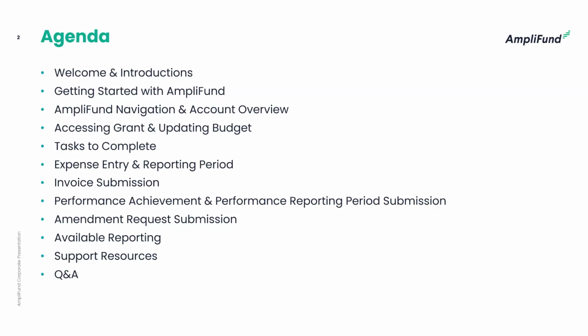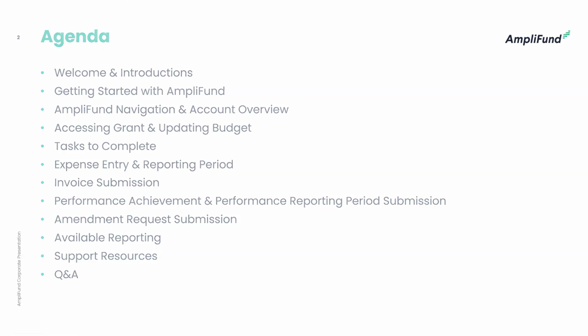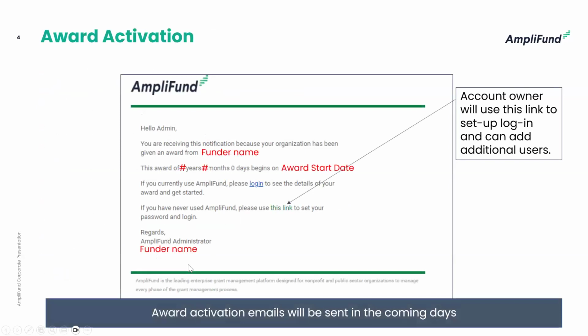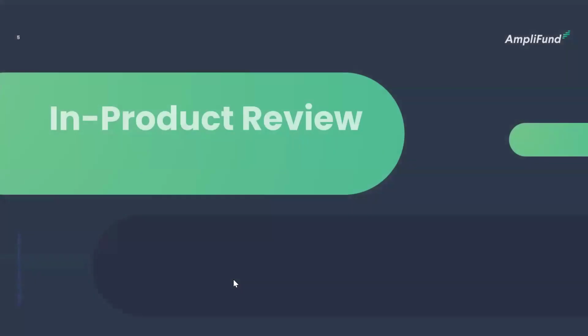This is our agenda for today, and again, we do have lots of items to cover. We do have screenshots of all these in our appendix today. The four browsers that I just mentioned are Chrome, Firefox, Edge, or Safari, again the most current supported release. And then this is our award activation email. You probably all already received this as the team already activated your awards. This email comes from no-reply@gotomygrants.com, and it includes the link for you to log into Amplifund and set up your password. This is how you will access your award in Amplifund.